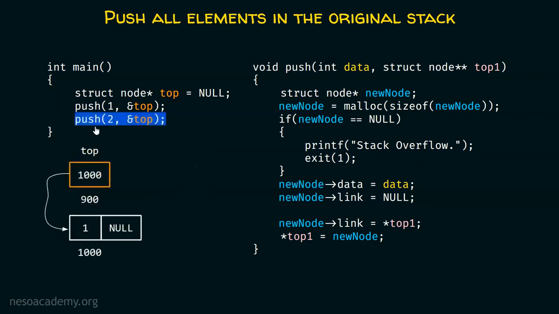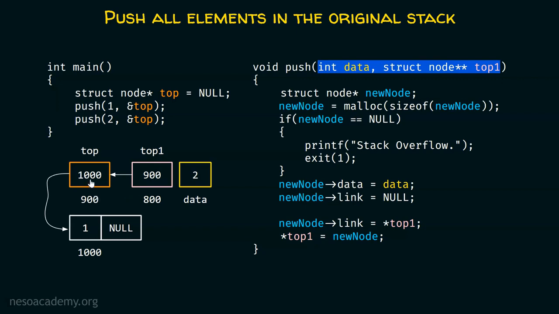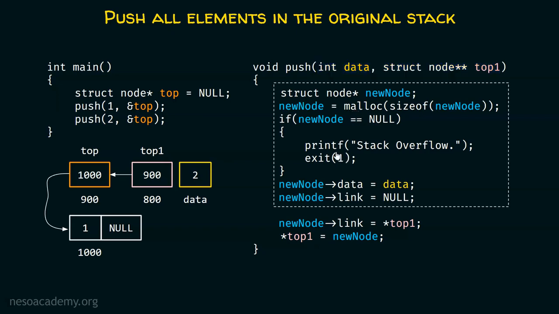Now let's call the push function one more time, and this time we will pass 2 to the data variable and the address of top to the top 1 pointer. We know the address of top is 900. Therefore, top 1 is still pointing to this pointer, and data will receive this value 2 after this call, right? Now, with the help of this piece of code, we would be able to create a new node. And you can see that currently the new node pointer is pointing to this node. The address of this node is 2000 and the value stored in this node is 2.